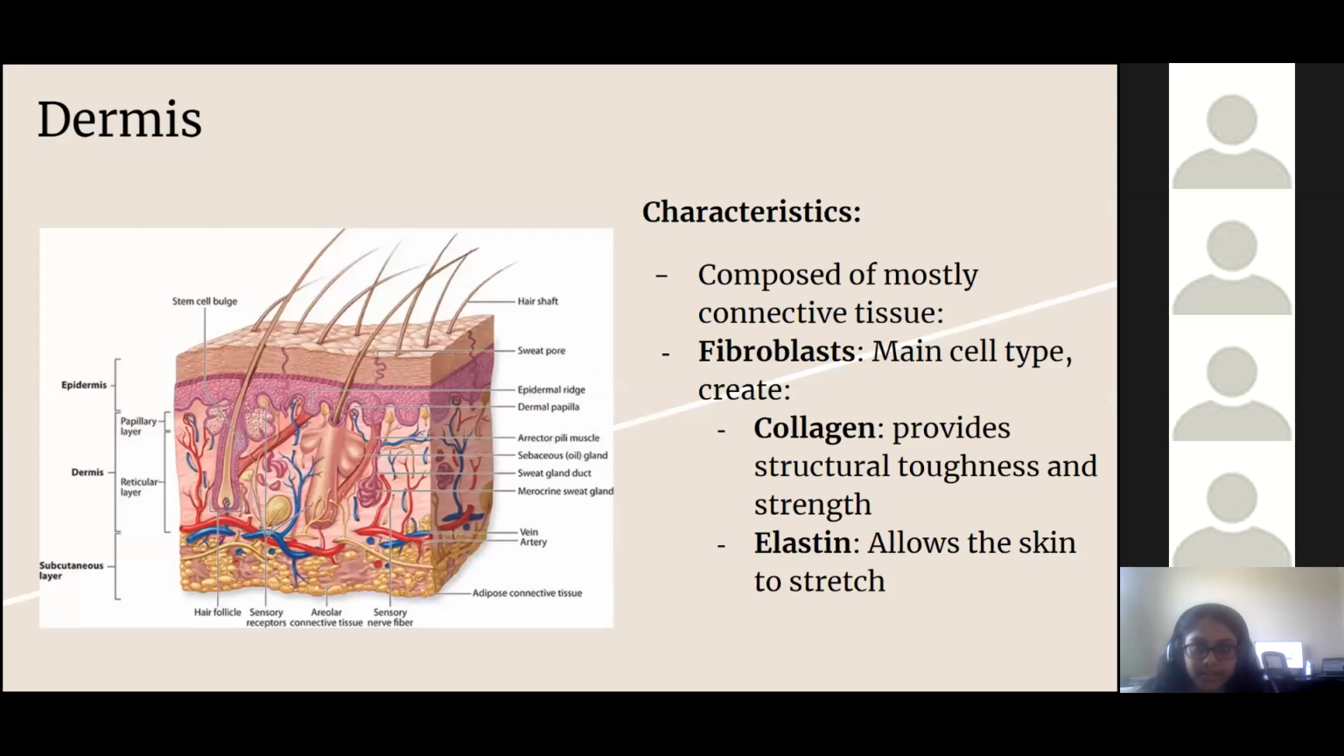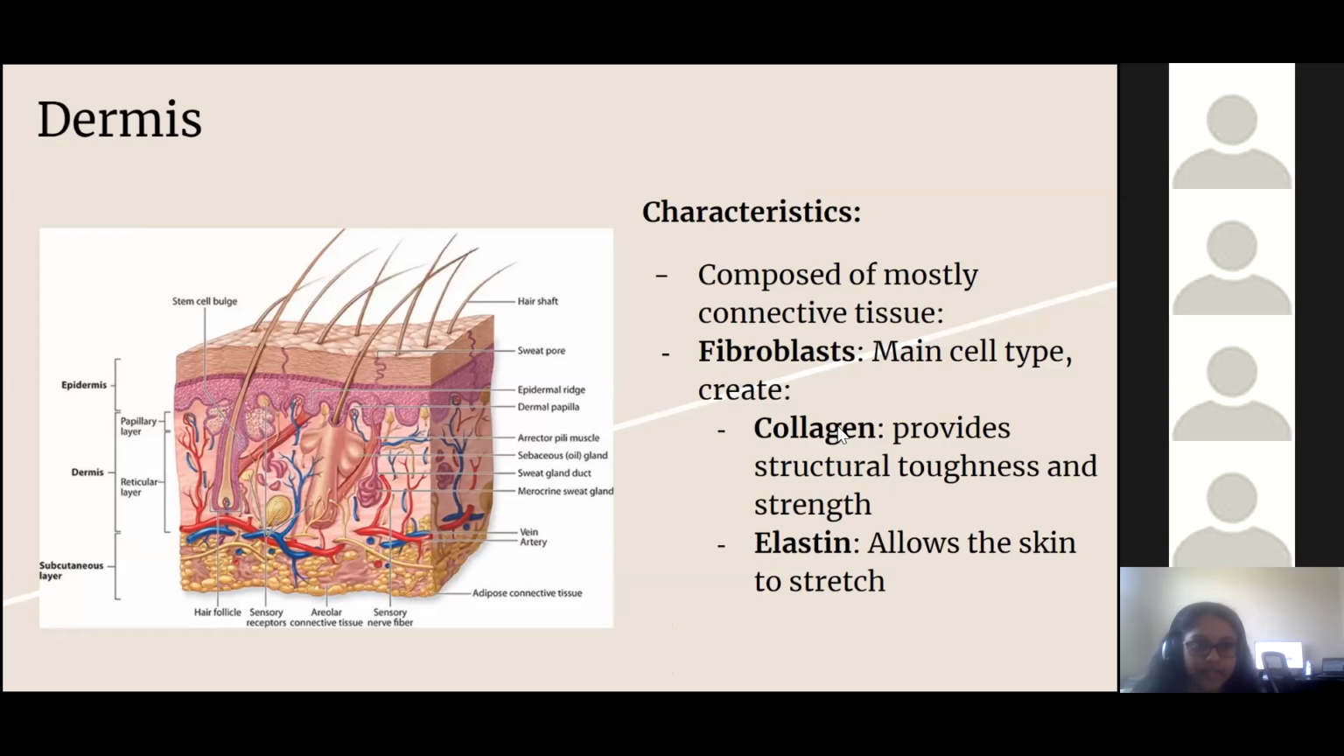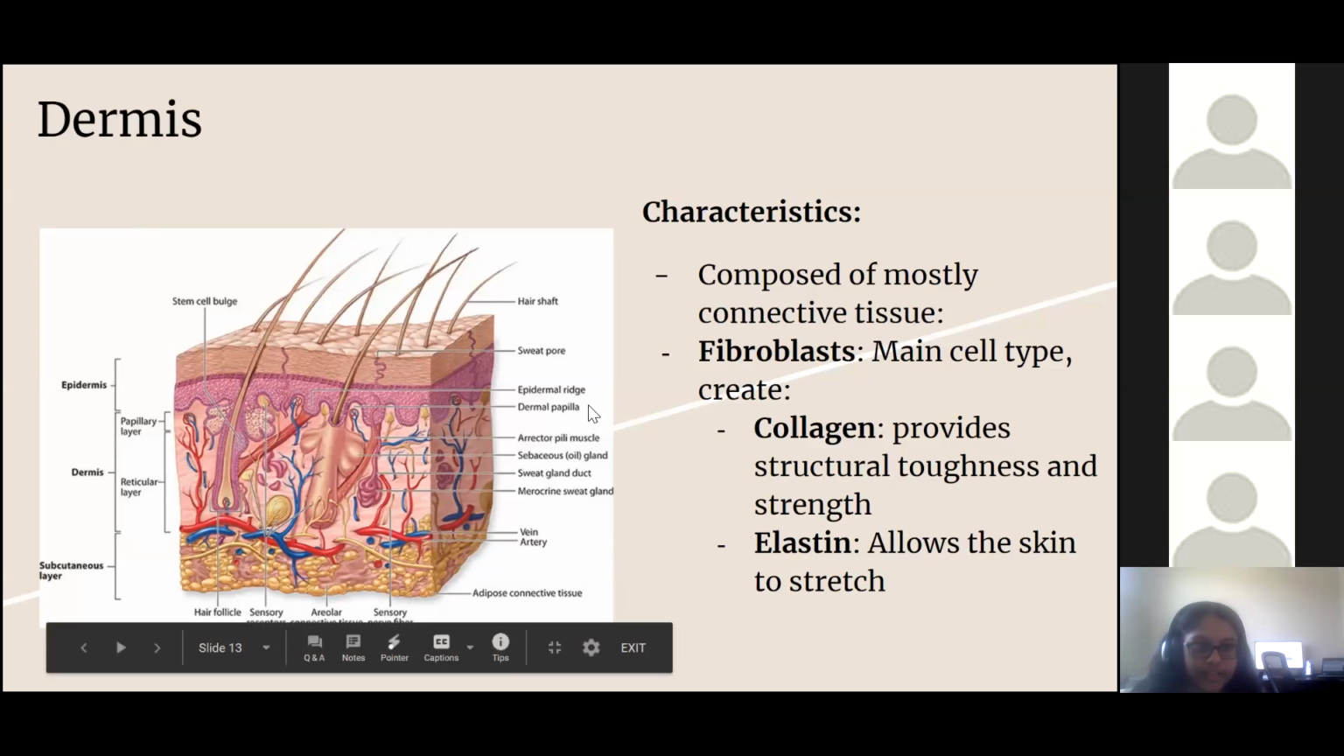So now we're gonna go to the dermis. In here, you'll mostly find cells called fibroblasts. And what they do is they create two essential proteins. They create collagen and elastin. So can anyone guess what collagen does? Or I have the answer, but... It gives strength. Yeah, so collagen gives strength to this layer of skin.